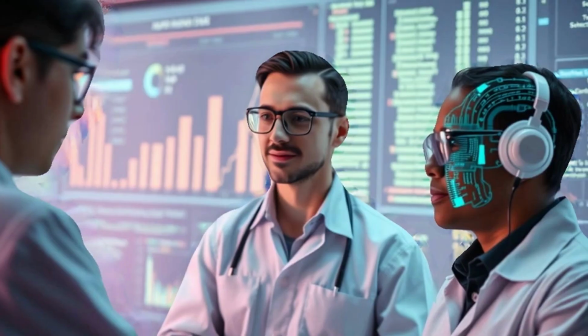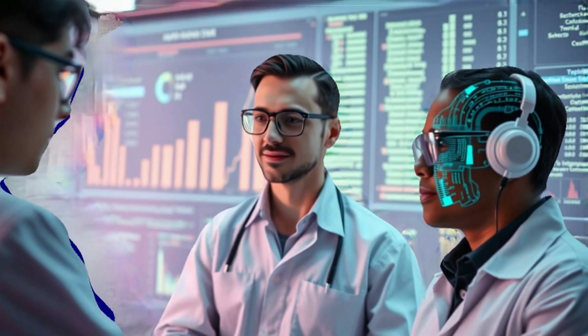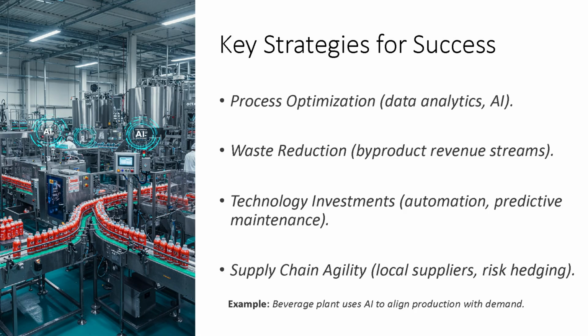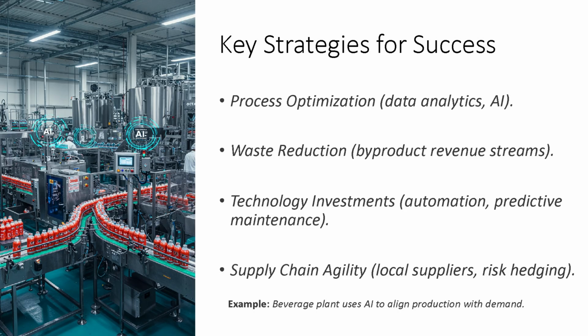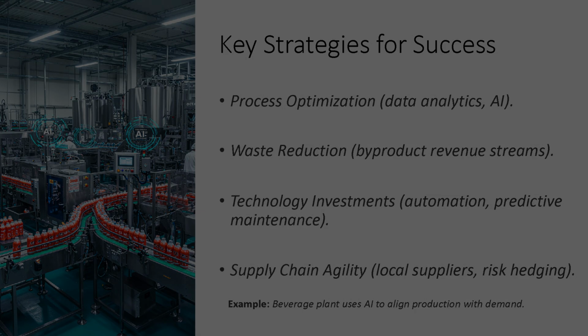Technology investments. Automation cuts labor costs while predictive maintenance sensors prevent unplanned downtime. Supply chain agility. Partner with local suppliers to reduce shipping delays or diversify sources to hedge against geopolitical risks. These strategies aren't optional, they're survival tools in today's fast-paced markets.